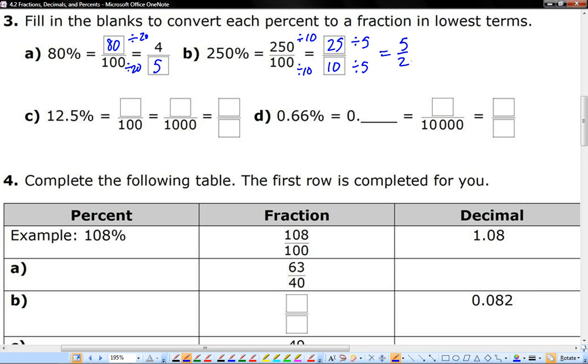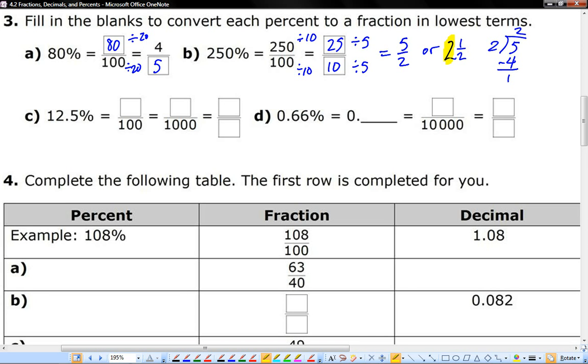Of course, some people don't like improper fractions. They'd rather see it as a mixed fraction. So if we were to take 5 and divide it by 2, we know it goes in 2 times, and there's going to be 1 left over. So 2 whole plus 1 left over out of 2.